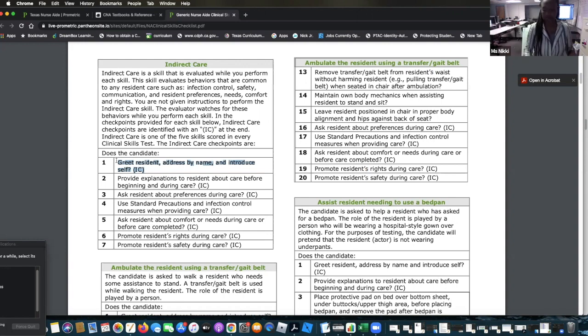That's all I want, you guys. I want you to knock, greet the patient, tell them your name, explain what you're going to do, and I'm good with that. Okay? Make it your own. Make it beautiful. All right, next. Provide explanations to the resident about care before beginning and during care. So, what are you doing? I'm going to go back in and I'm going to give that bed bath. Okay, so what I'm going to do is take your gown off and I'm going to put another clean sheet over you right now so you stay warm.